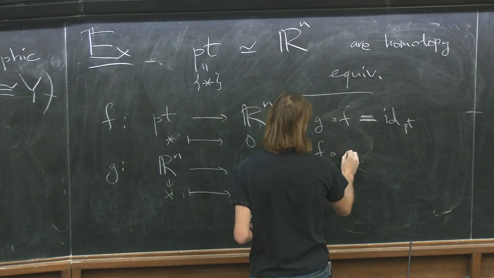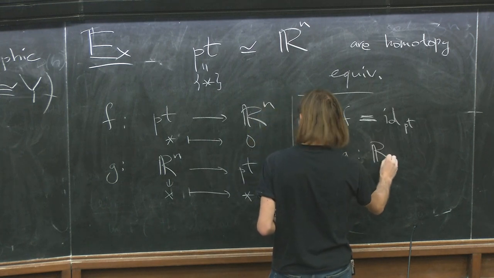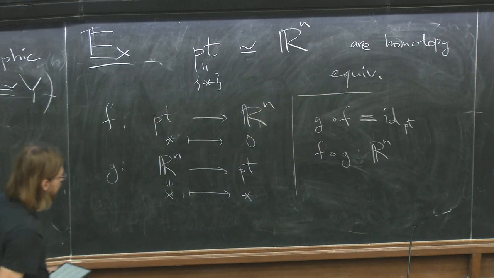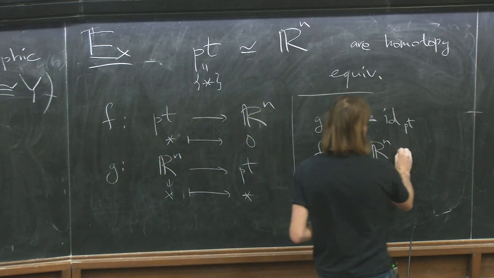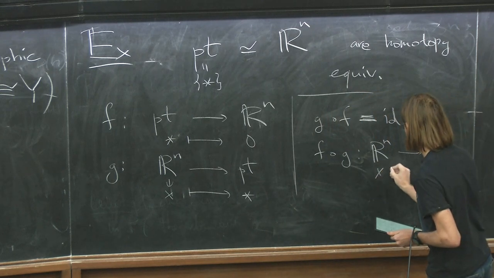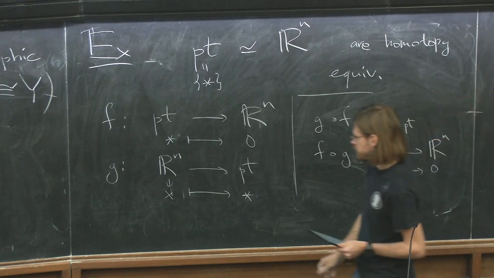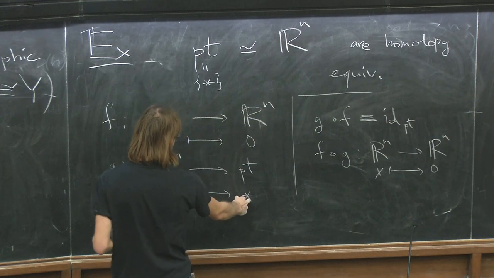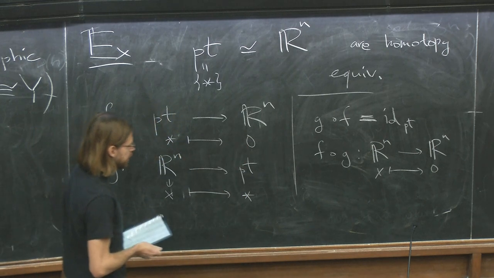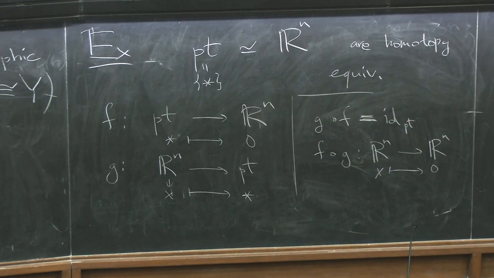The other way around, we have a map from Rn to Rn, and any point x here is sent to zero, right? Because we first send this arbitrary point x to this star here, but then star is sent to zero. And we need to show that this map is homotopic to identity.